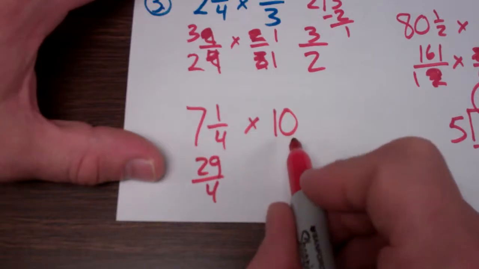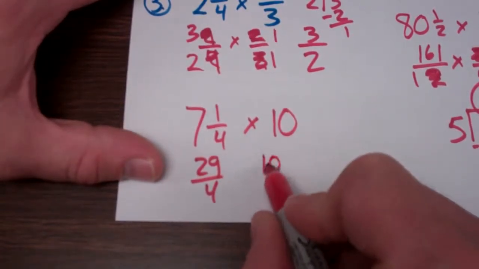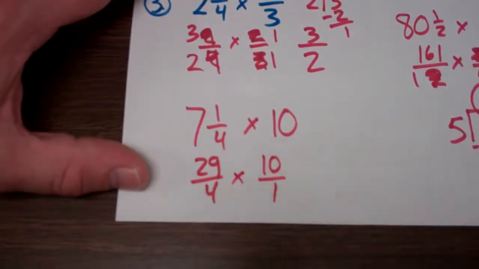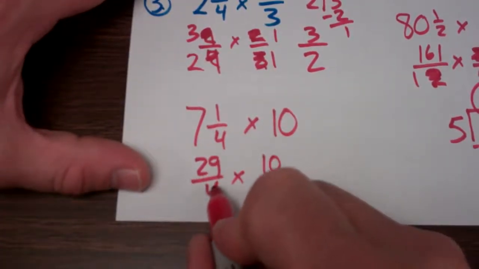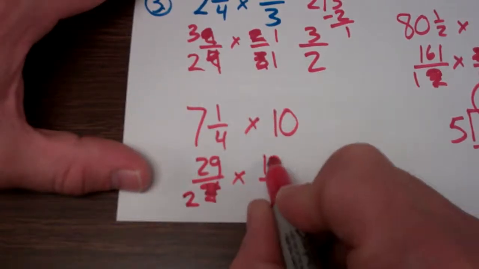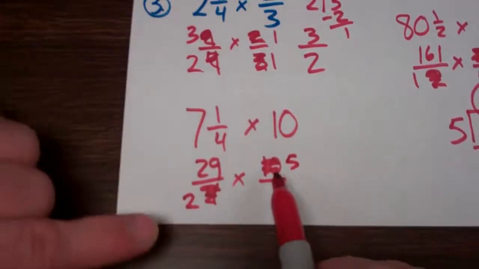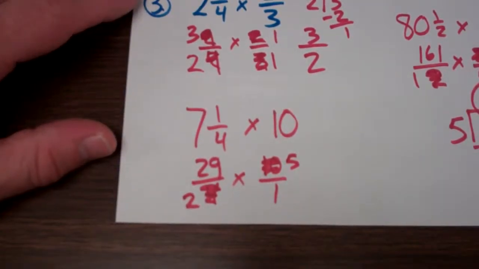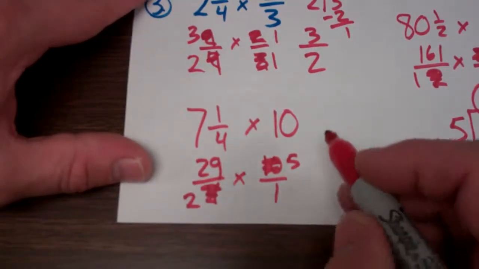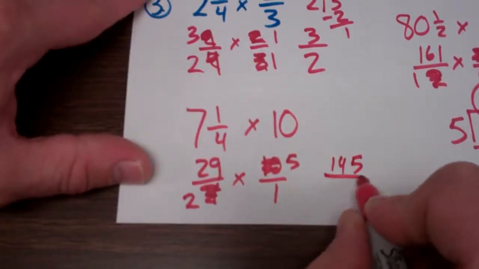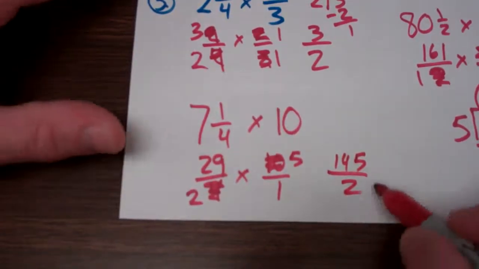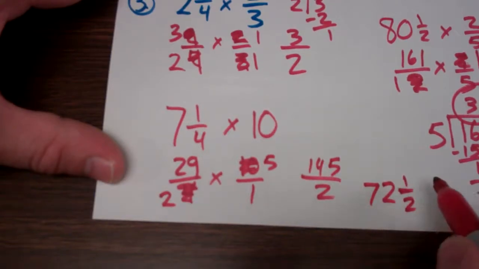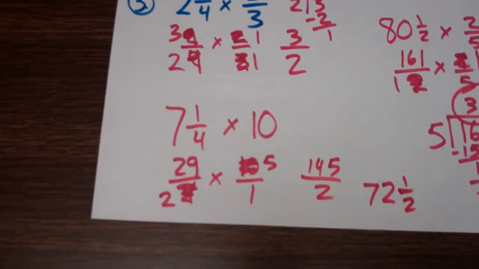How do I write 10 as a fraction? I write it over 1. A whole number can be written as an improper fraction by writing it over 1. I would look to multiply. Do you see that you can cross simplify? Divide by 2, you get 2. Divide by 2, you get 5. Notice I'm always dividing by the same thing. Whatever the common factor is, that's what I have to divide by. And now we're just multiplying across. So I get 145 over 2. I would simplify it. That goes in 72 times with a remainder of 1, so that's 72 1/2. Alright?